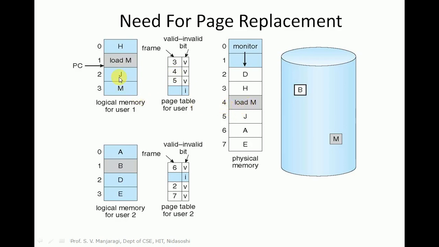Similarly, if you look at J, for page number 2 the corresponding mapped frame is 5. So J must be loaded at 5. You can see in the physical memory that J is at frame 5.